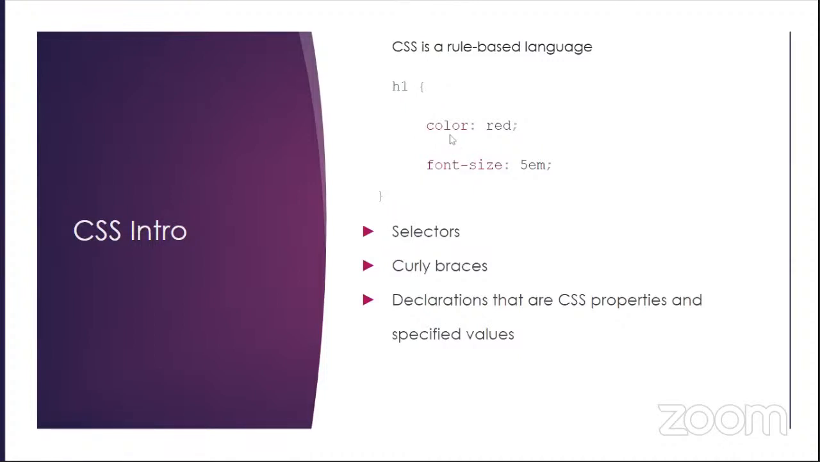Each declaration is a combination of your CSS property. Here you have color, which is a CSS property, then your colon, and then what you want to set that property to, and it ends with a semicolon. It's very important. Your declaration is your CSS property, a colon after that, then the value you're specifying for that property, and a semicolon after that. Okay.